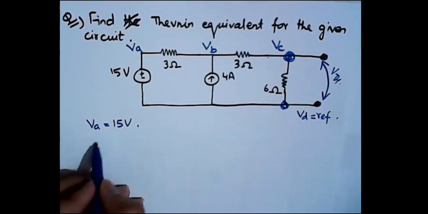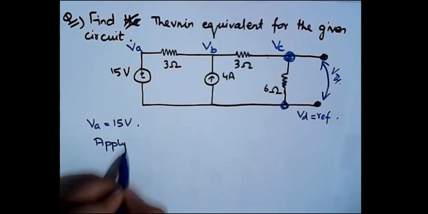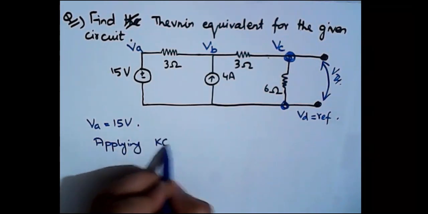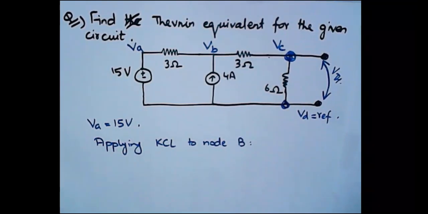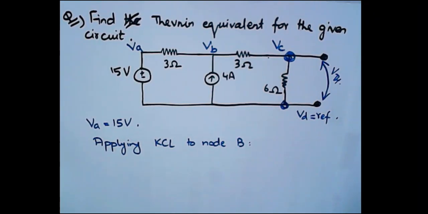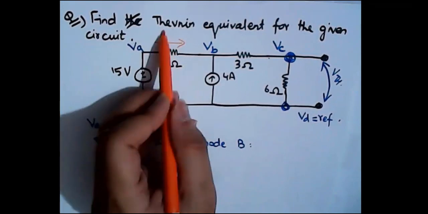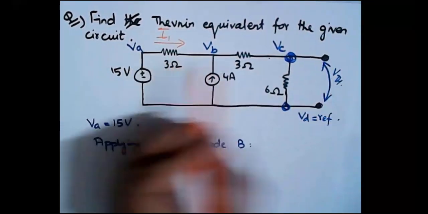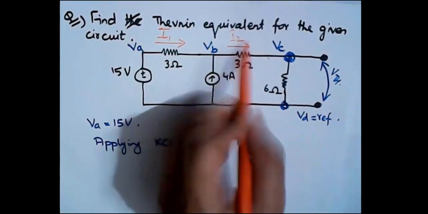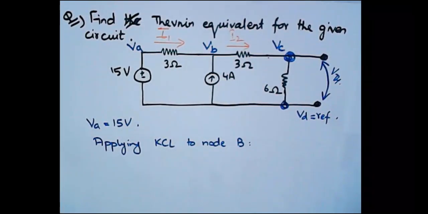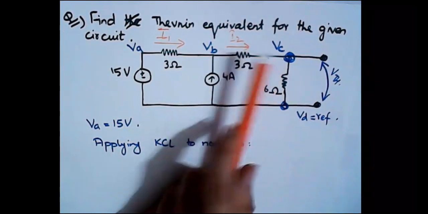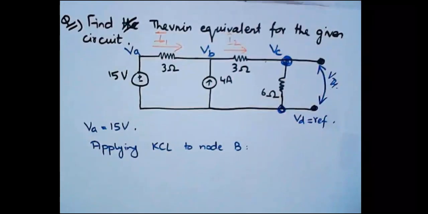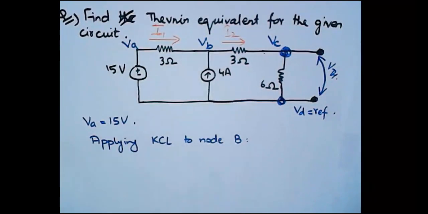And then let's apply KCL to node B. Let's assume this current is I1 and this one is I2. Here we can see that the I1 current is entering the node and the I2 current is leaving the node. And then we have a 4 ampere current which is also entering the node, right?